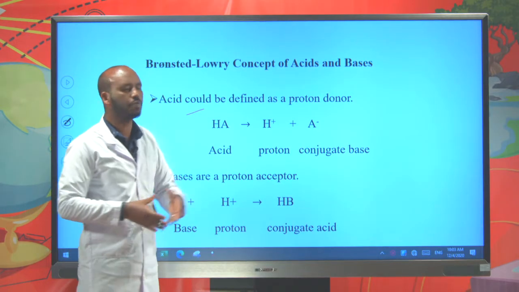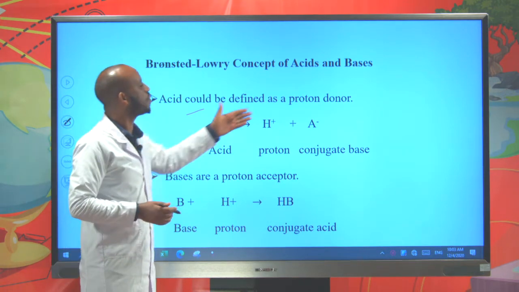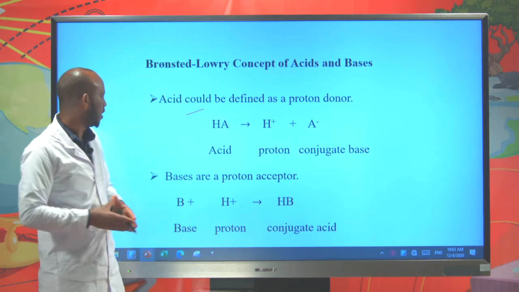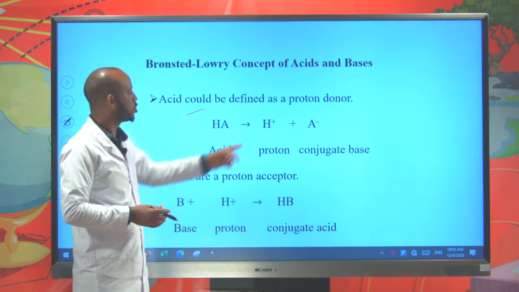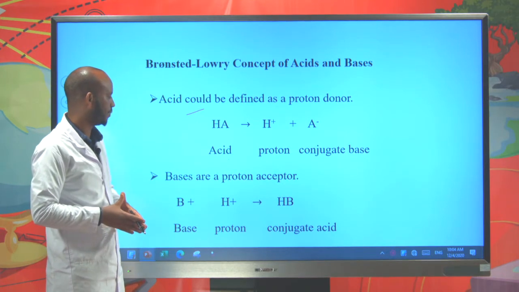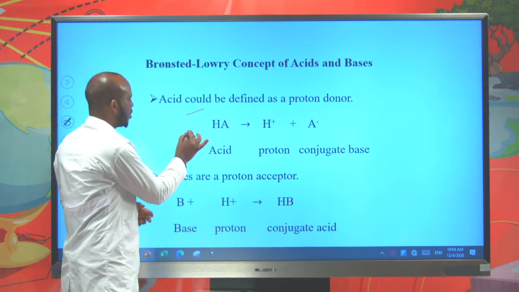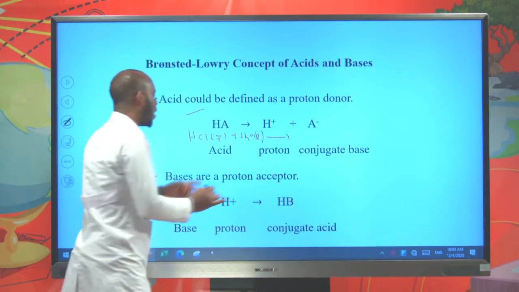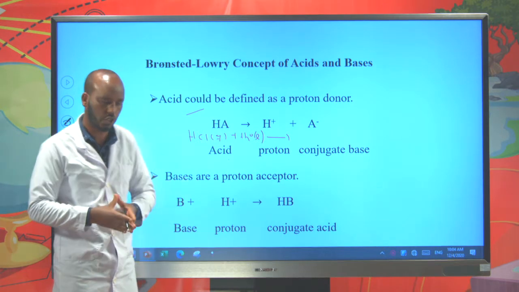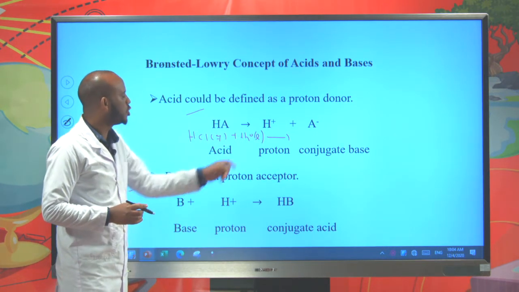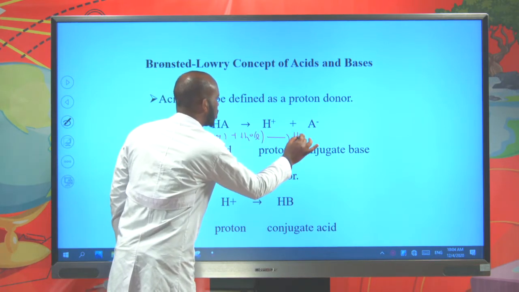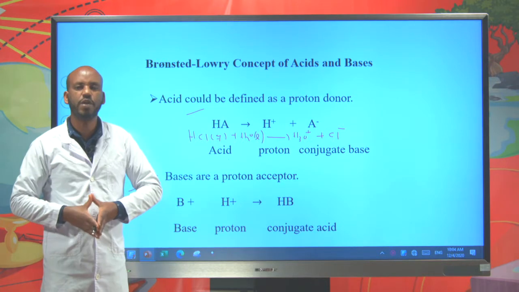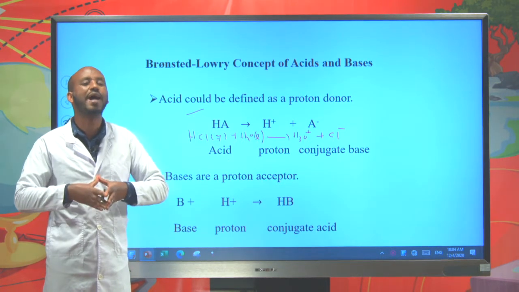According to the Bronsted concept of acids and bases, an acid is a proton donor. Acids donate protons to other substances. This is an acid, HA, donates H plus to the other substance. Example, look at this reaction: the reaction between hydrochloric acid, HCl aqueous, plus water, H2O liquid. Now hydrochloric acid is a Bronsted-Lowry acid because it donates hydrogen to water and gives hydronium ion, H3O plus, and Cl minus. According to the Bronsted-Lowry concept, bases are proton acceptors.